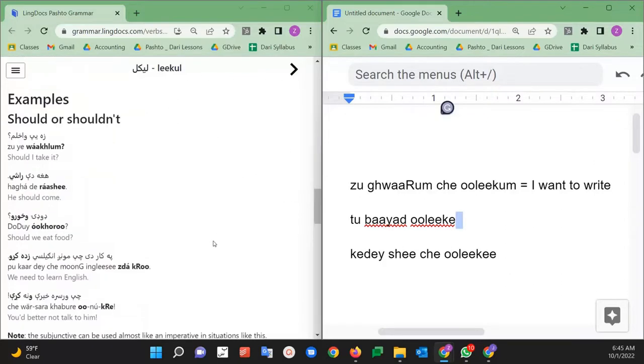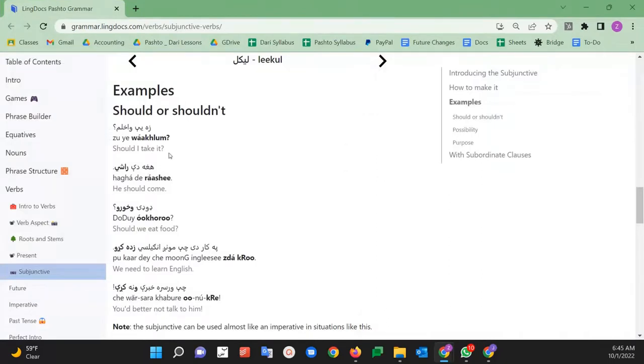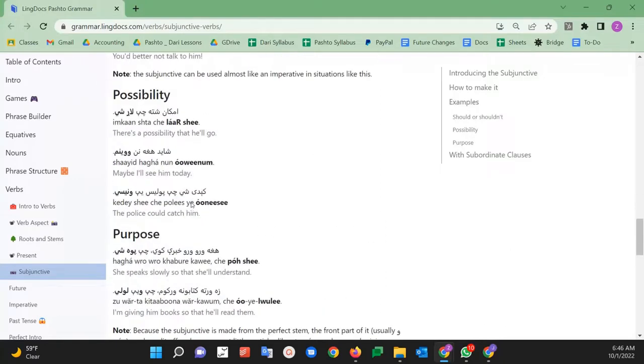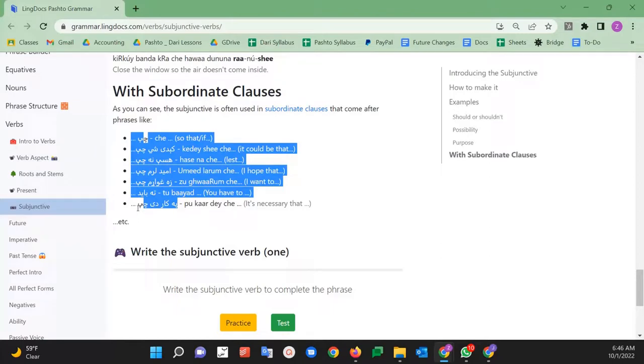Now, one other thing I'll highlight in this video is that sometimes you'll see it not used with one of these phrases or after a che, and in that case, the best way to translate it is with should or shouldn't. So in English, we have this word should or shouldn't that we add. But in Pashto, they don't do that. Instead, they just use the subjunctive, and it's not part of a subordinate clause, it's just plain.